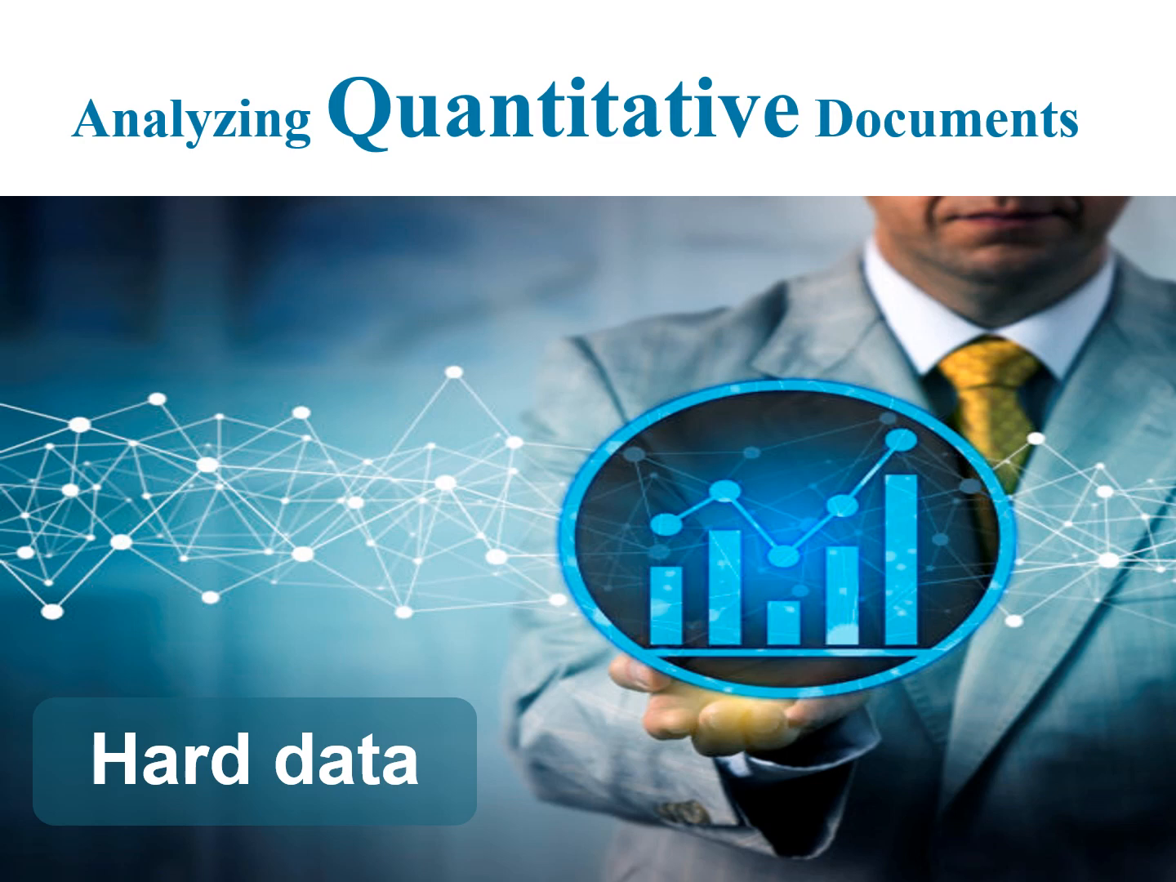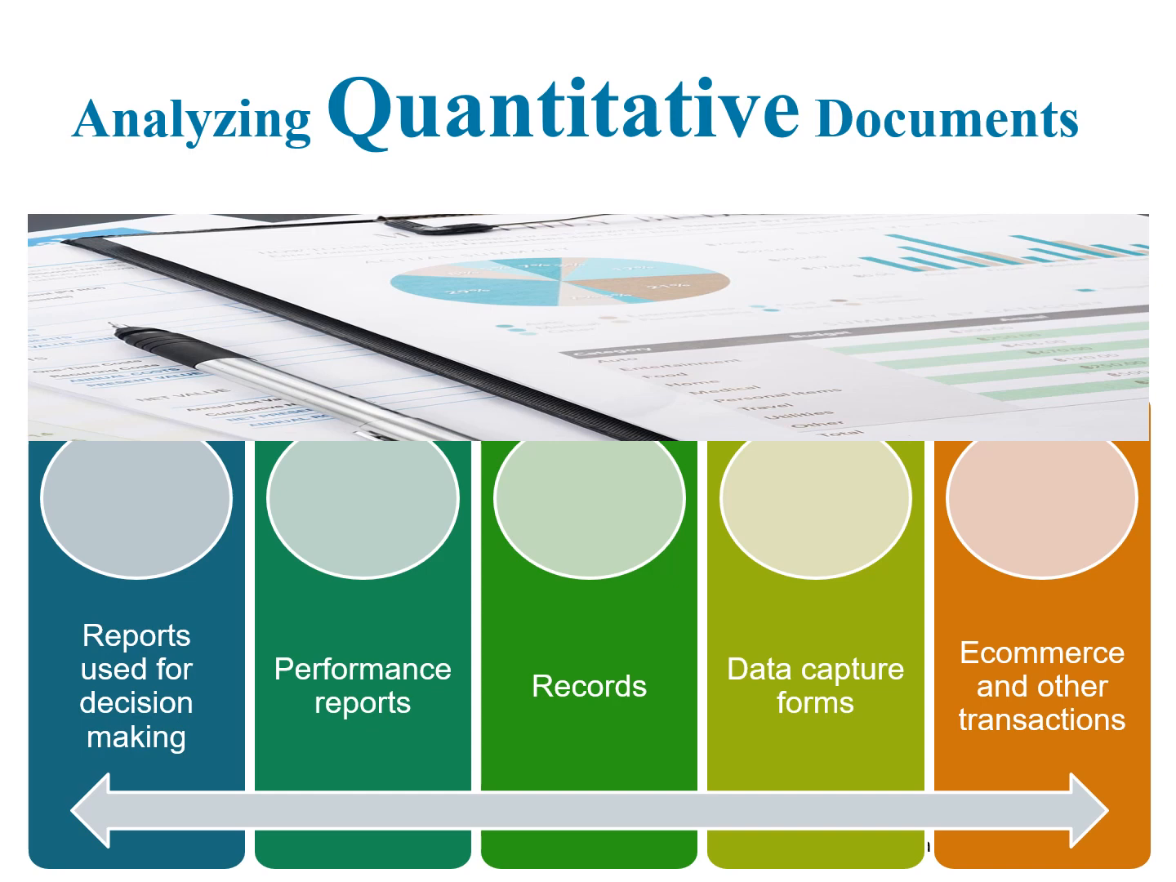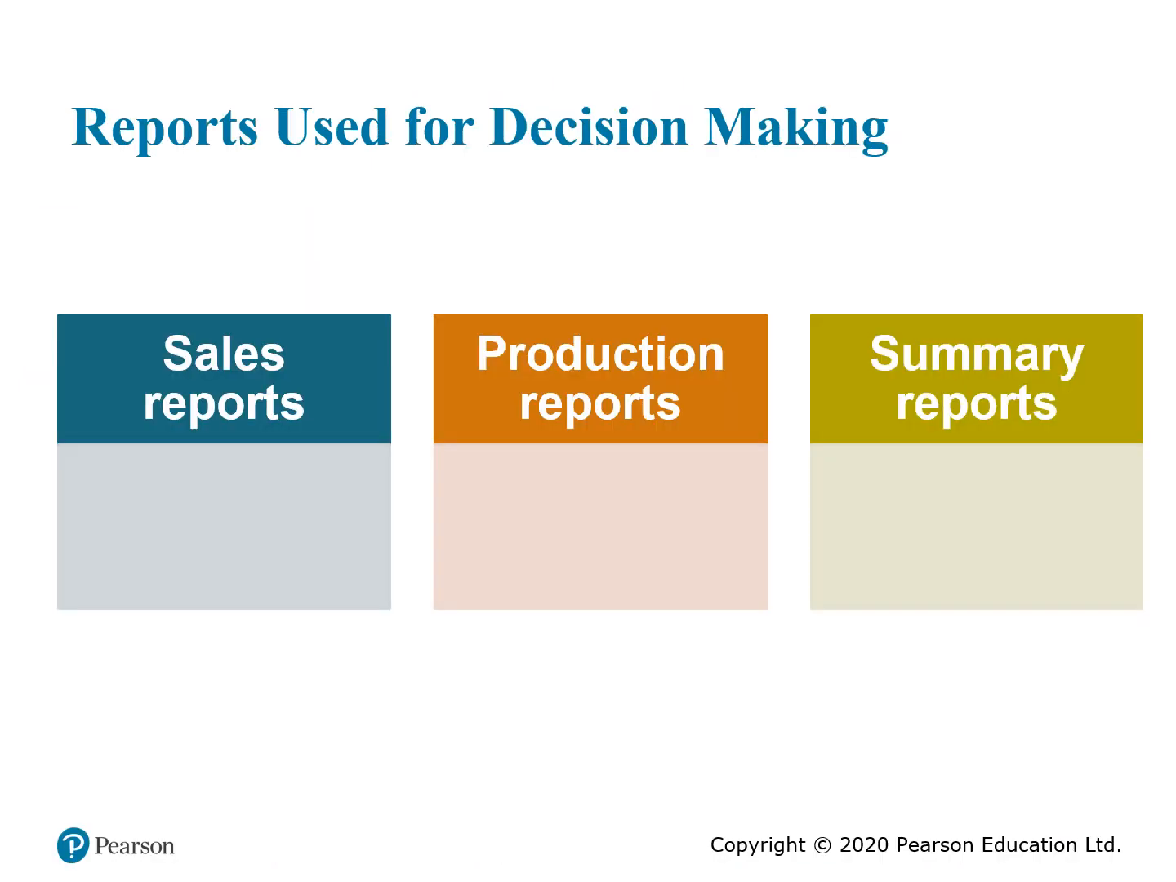The quantitative document can be represented and reflected by graphs, numbers, and figures. The quantitative documents are those documents that have a specific purpose and audience for which they are targeted. So, for example, reports used for decision making, performance reports, records, data capture forms, and e-commerce transactions. So for the reports used for decision making, we have sales report, production report, and summary report.